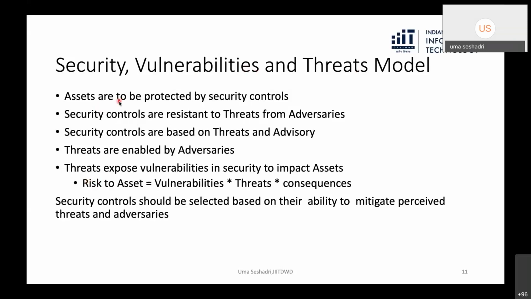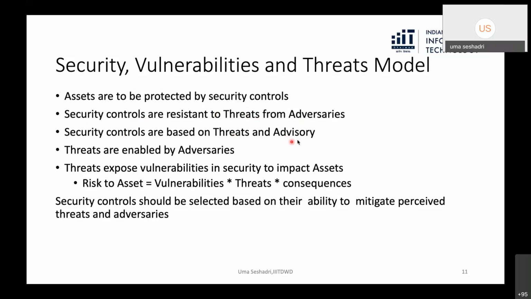So how do these processes work? Assets are to be protected by security controls, and security controls are resistant to threats from adversaries. Adversaries are nothing but the outsiders or insiders who are causing harm to our digital assets. So we have to make sure that whatever security controls we identify are trying to save us from the threats from the adversaries. So security controls are based on threats and adversaries.